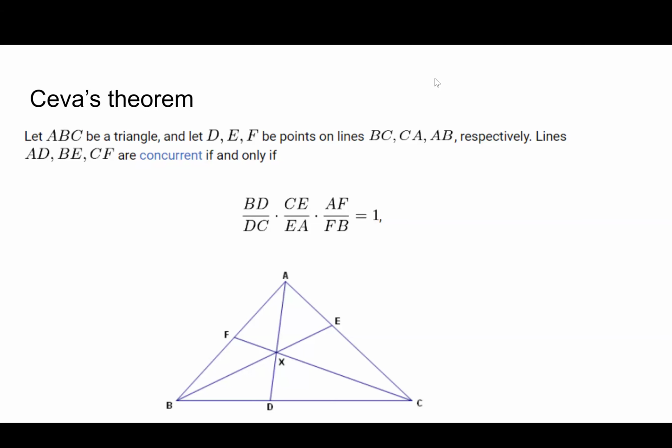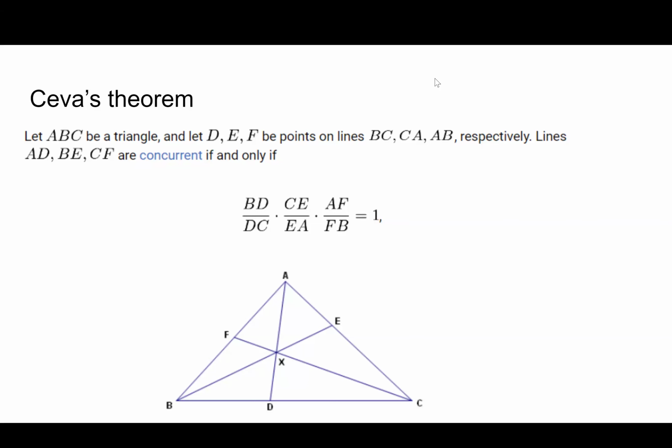Okay, so I'll use red. Concurrent basically just means that lines AD, BE, and CF intersect at one point. So that's what concurrent means: they intersect at one point.